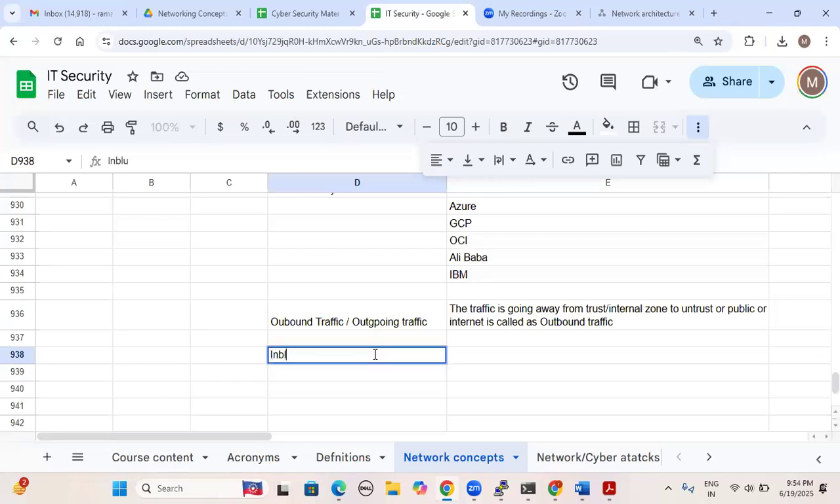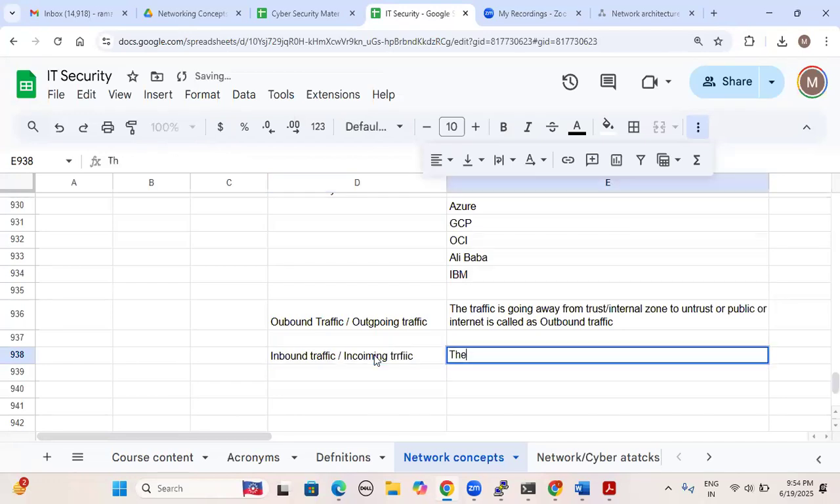Inbound traffic, or incoming traffic. The traffic coming from the untrust zone to the trust zone is called inbound traffic. Don't use the word incoming; it's better to use inbound. If that is the technical terminology, we have to use it.